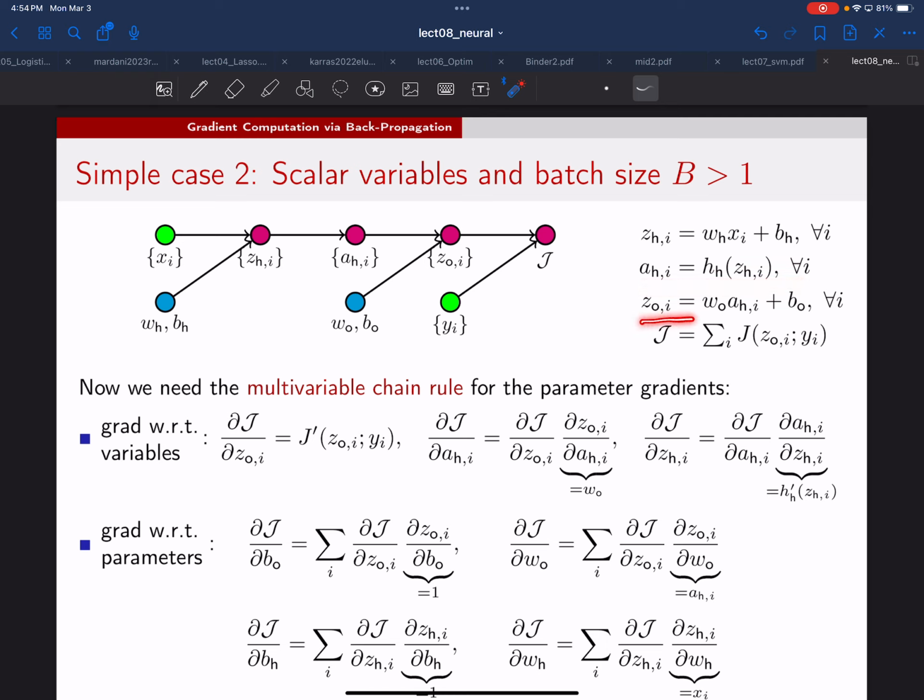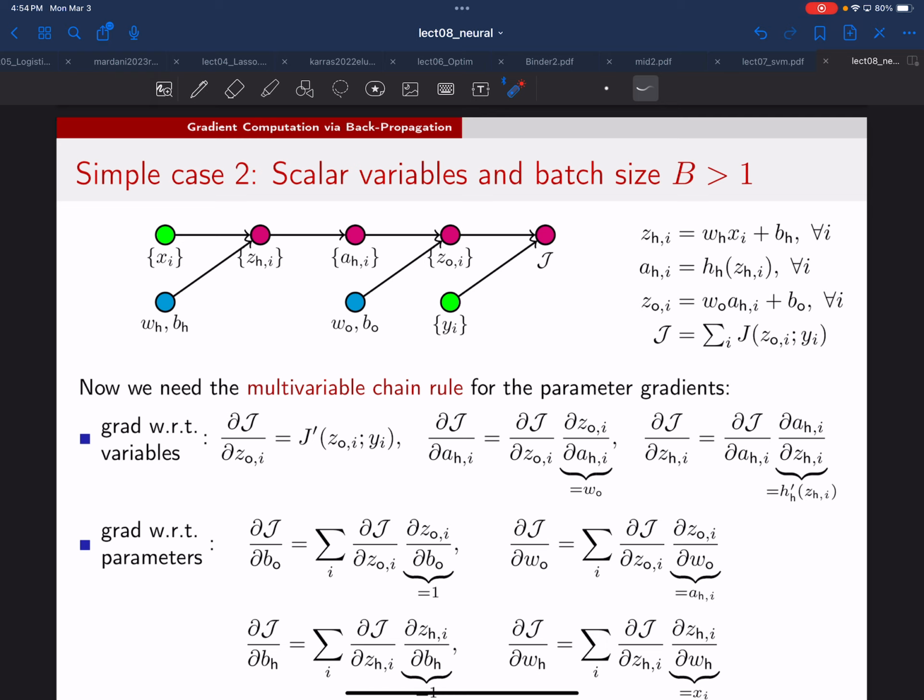Then from our hidden layer activations, we can use this equation to get our output layer scores. And finally, we can compute the cost for each of those elements in our batch and then sum them to get this final cost for the entire batch.